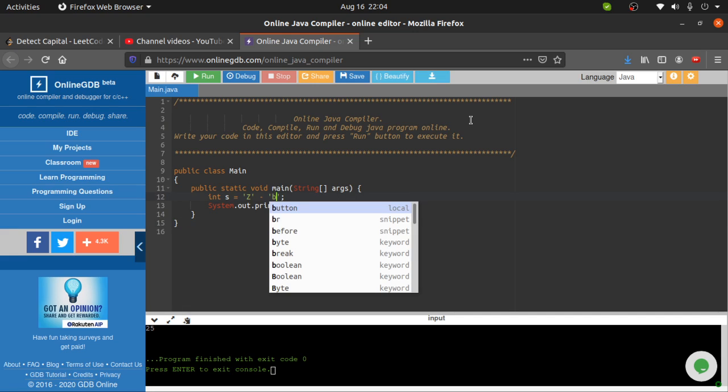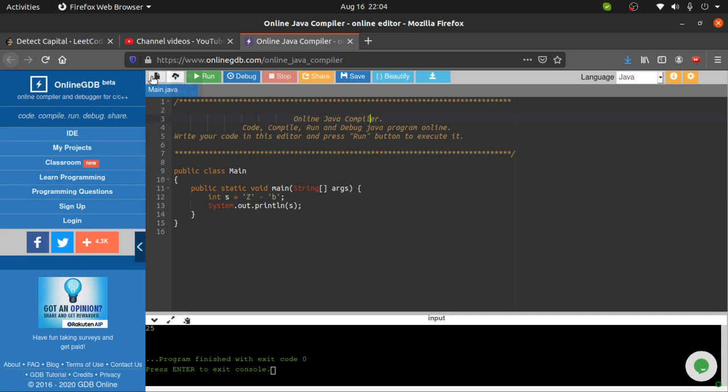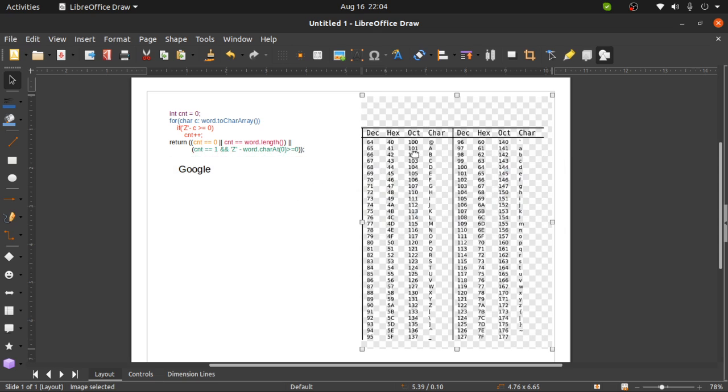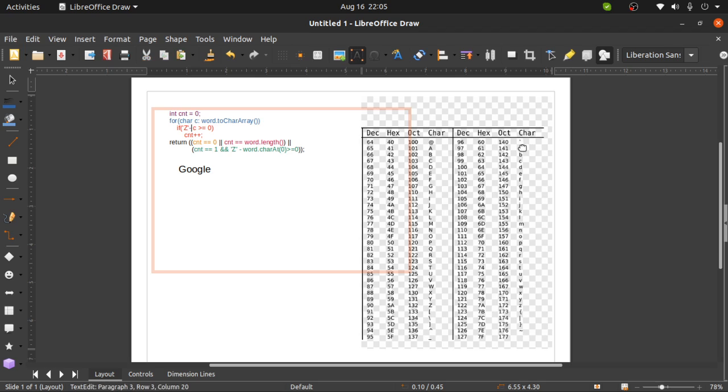If I do any lowercase letter, that will be negative. Any lowercase letter will give me a negative number, because if you look at this table, the biggest number I've got is 90 here, and a starts from 97. So if I do Z minus any number on the right side, one of these, that will give me negative.